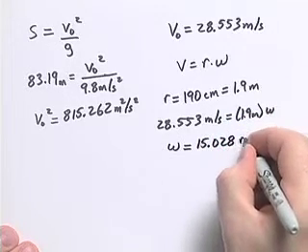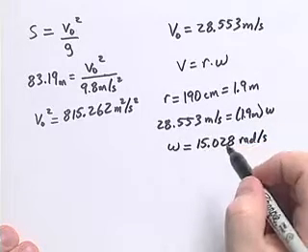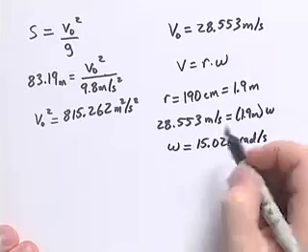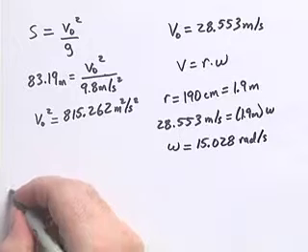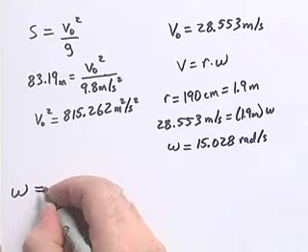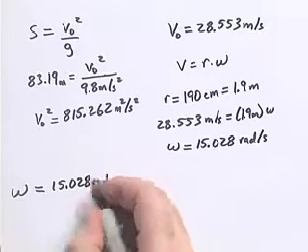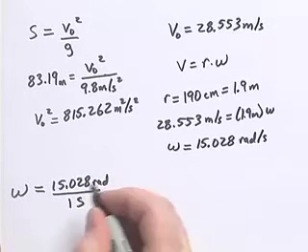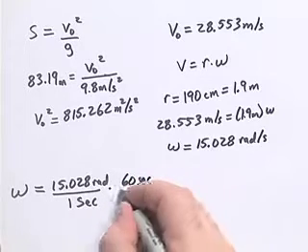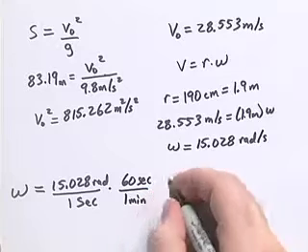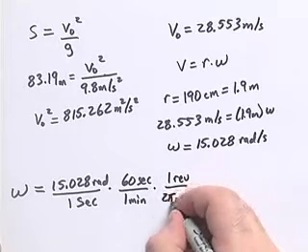15.028 radians per second. Now the problem asks us to find out the revolutions per minute, so we need to do some dimensional analysis and change our units for omega. So we'll get omega is equal to 15.028 radians per second times 60 seconds in 1 minute times 1 revolution for every 2 pi radians.